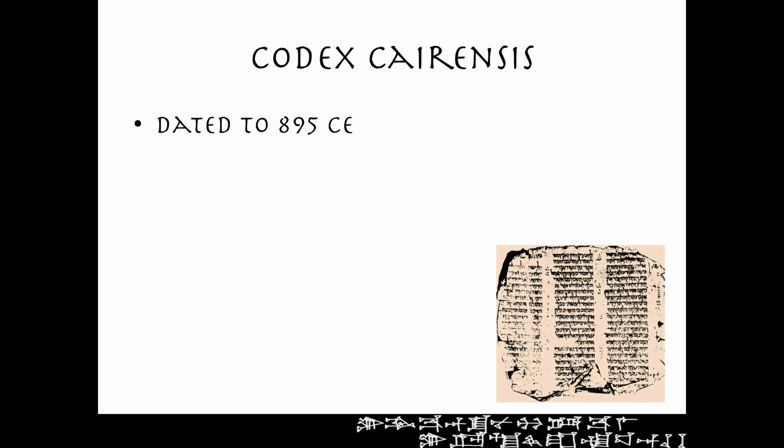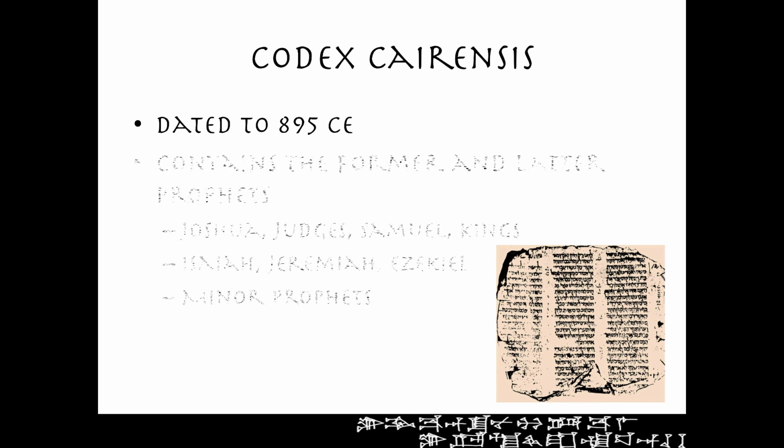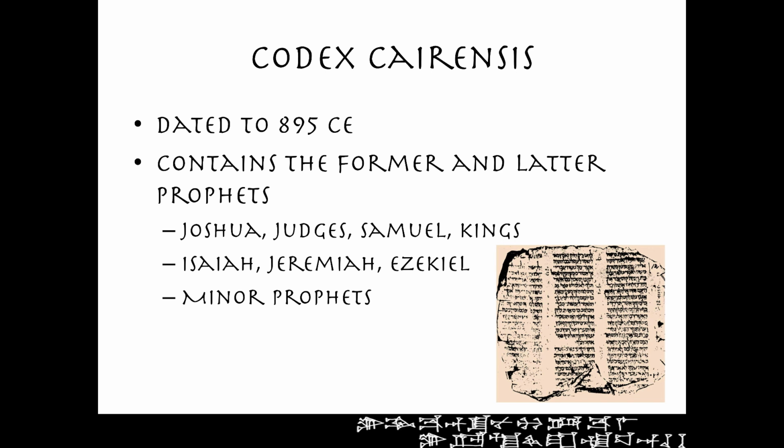Codex Cairensis, dated to 895 CE, and it contains the former and the latter prophets, so Joshua, Judges, Samuel, and Kings, Isaiah, Jeremiah, and Ezekiel, and the minor prophets. As you can see, it contains a fair amount of the Hebrew text.